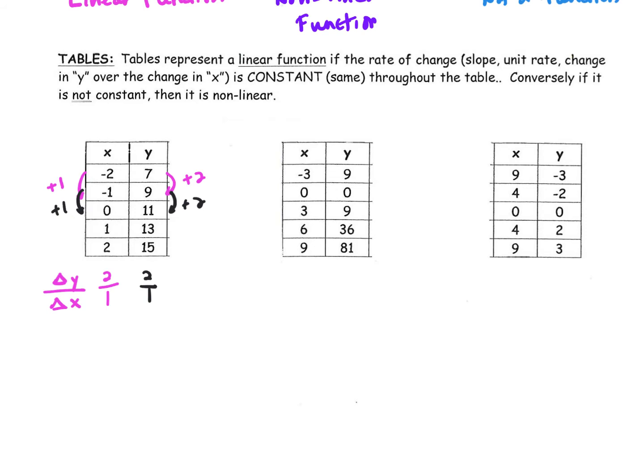So far it's constant. We're going to go from the third ordered pair to the fourth ordered pair. And again, we're adding 2. And on the x side, we're adding 1. So that's 2 over 1. And our very last set from 12 to 14 is adding 2. And from 1 to 2 is adding 1. So this is a constant rate of change. And so this is a linear function.